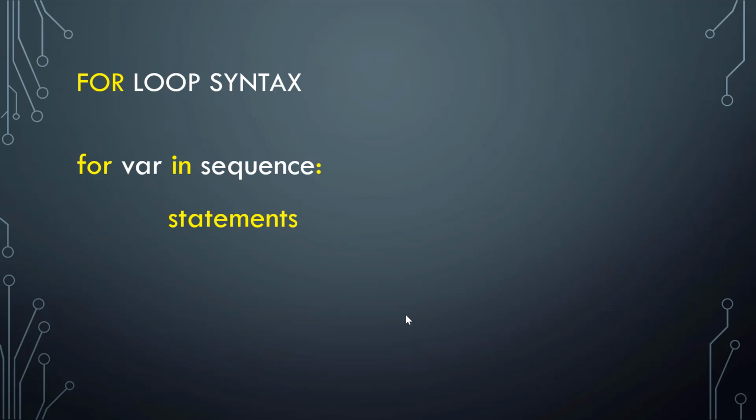For var in sequence. For is a keyword, in is a keyword. What is var here? It is a variable name, and it can be anything: x, i, a, whatever you want to give. For the sequence, suppose I already have a list or a string variable. Just give that list variable name or string variable name, whatever. And then write the statements.